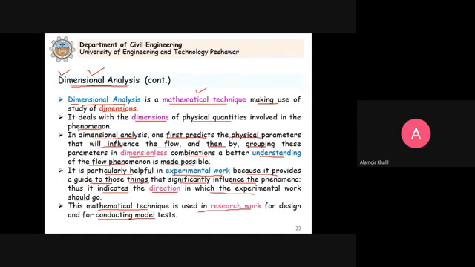So in the next class, we will continue with how we apply the methods to do this dimension analysis, and the objectives that I mentioned, you should be able to achieve those learning objectives.